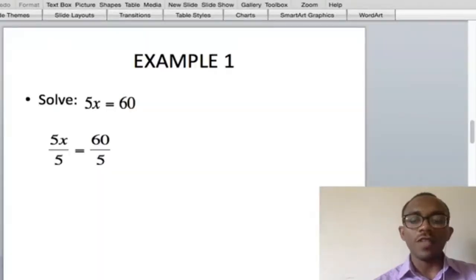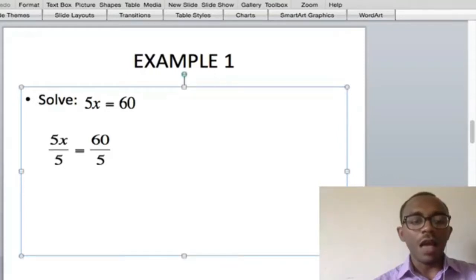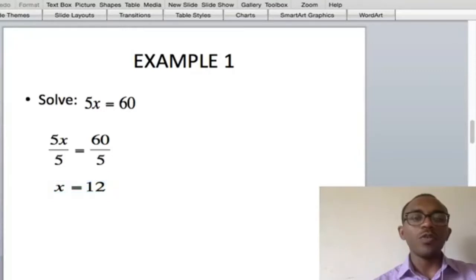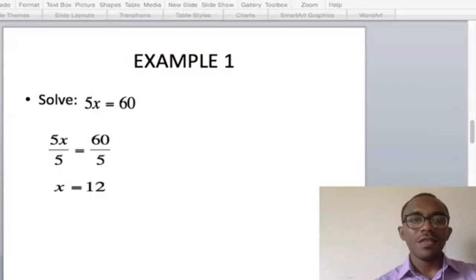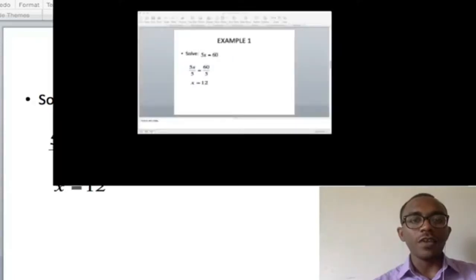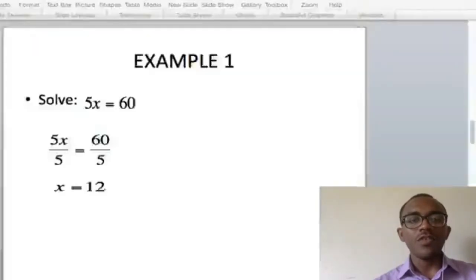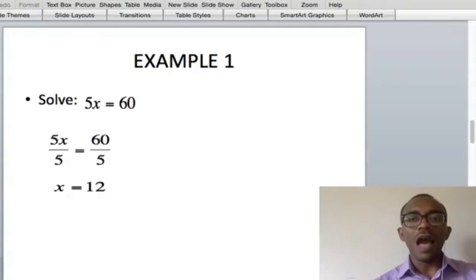So our final answer is going to be, after dividing both sides by 5, x equal to 12, if you do this calculation. And that's it. So that's the first equation. I'm giving you a few seconds to read it by yourself, and I'm going to pass to the second example. Just read it by yourself about how to solve this simple equation.